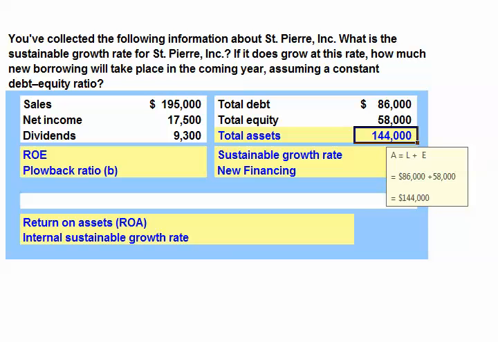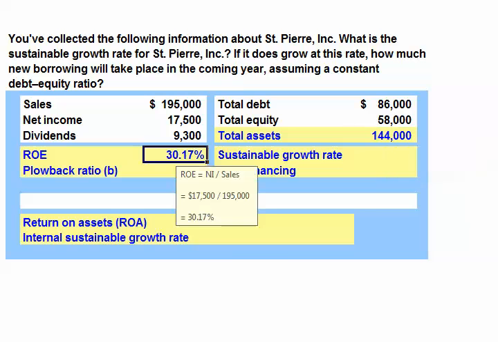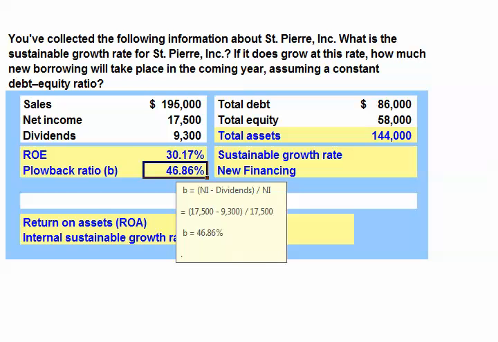To calculate our sustainable growth rate, we're going to need to know our return on equity and our plowback ratio. Let's go ahead and calculate our return on equity. Our return on equity is simply our $17,000 in net income divided by the $195,000 in sales. Our ROE is 30.17%. Our plowback or retention ratio is simply net income minus dividends divided by net income.